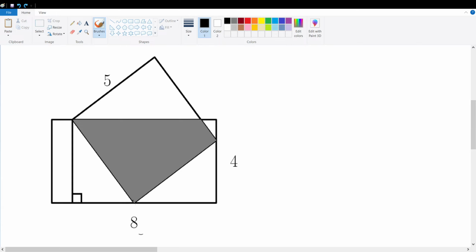We know that this is a square, so we know that this is a right angle, and this is also a right angle. With this, we have a bunch of right triangles. Why is that? Because we have a 5 right here, we know this is 4. So that means this must be 3, because there's a 3, 4, 5 right triangle.